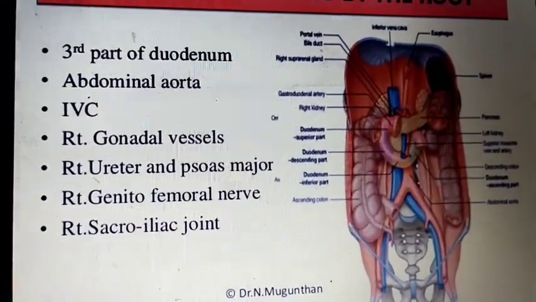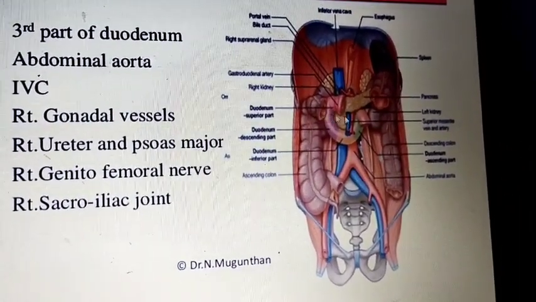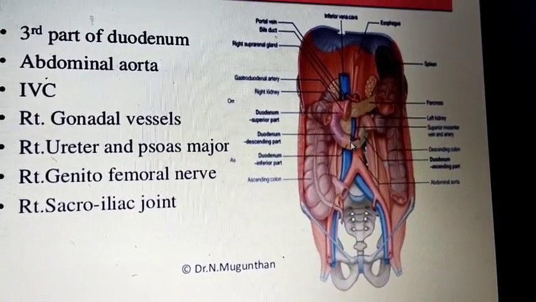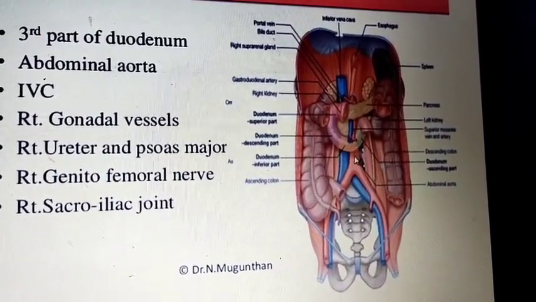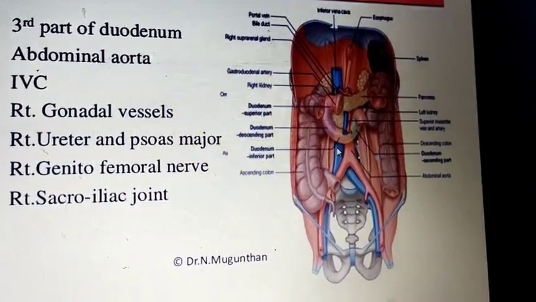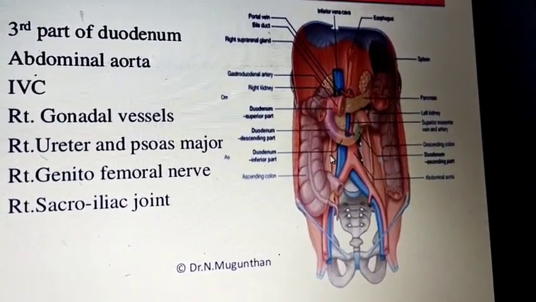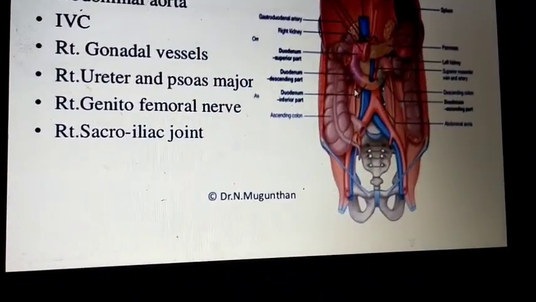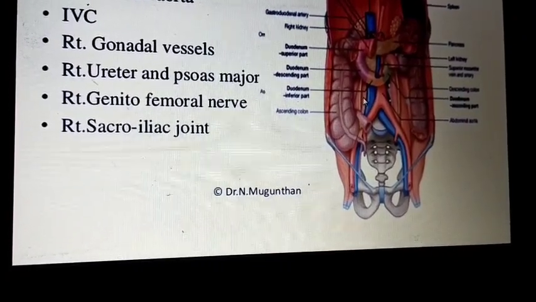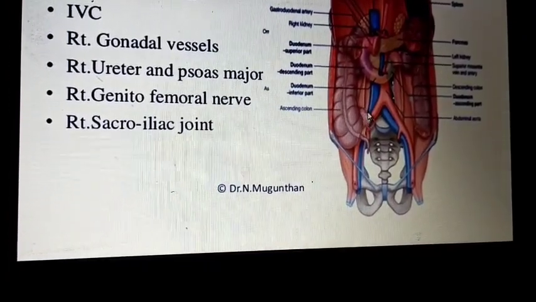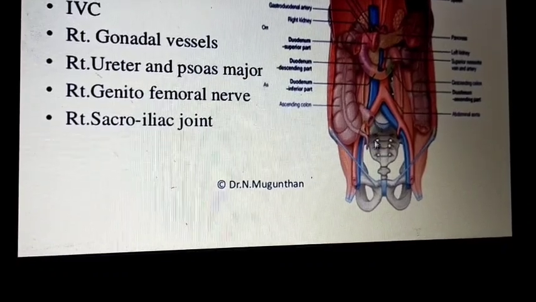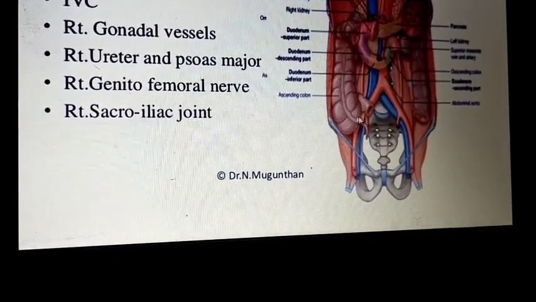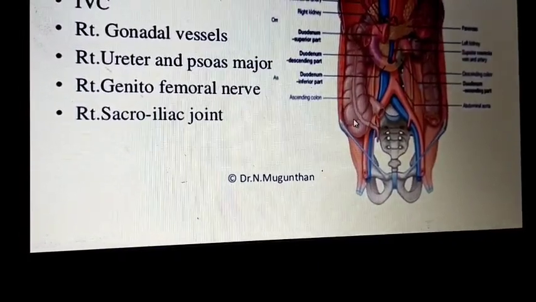Okay, you can see here in this what structures are present. First is the third part of the duodenum. Then aorta, inferior vena cava, then right gonadal vessels, then the right ureter, and this is the psoas major muscle. Then this is the right sacroiliac joint: you can see this is the sacrum and here it is the iliac.